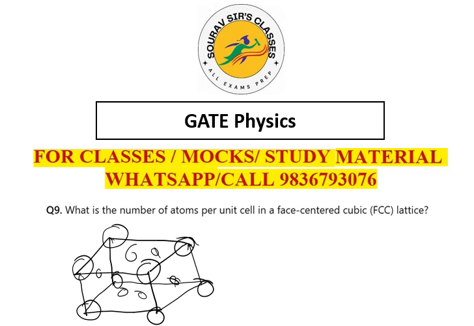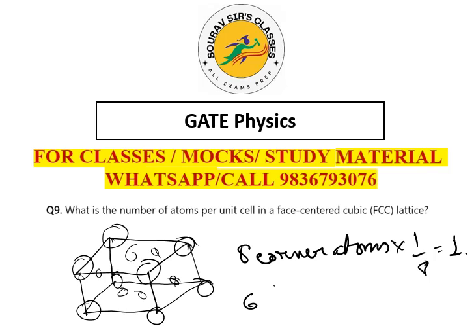So it has 8 corner atoms, 8 corner atoms contributing 1 by 8, so it will be 1, and 6 face atoms contributing half, so it will be 3.